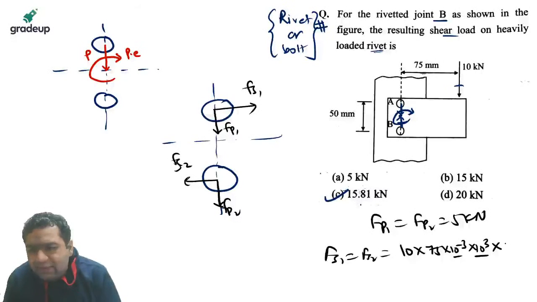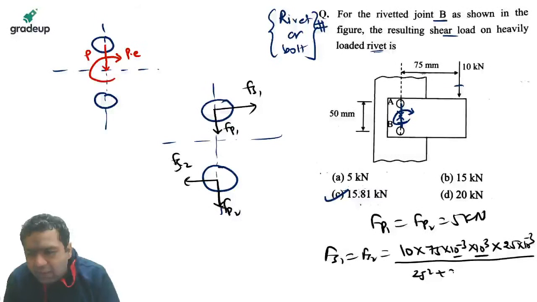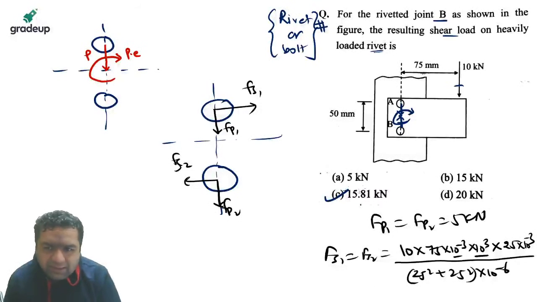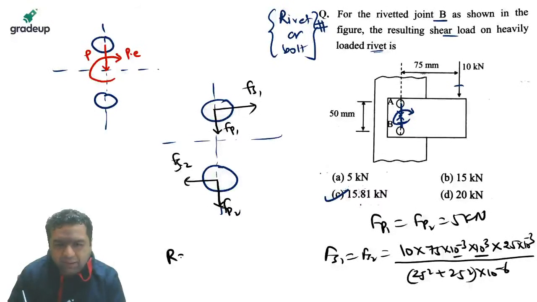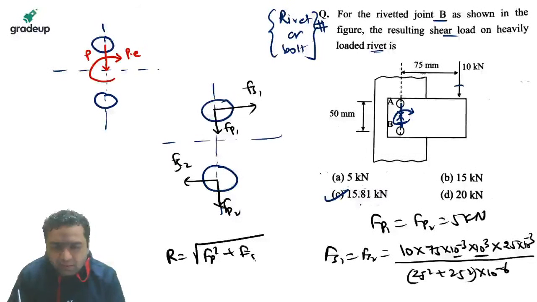Into E, distance is 75, we have already covered. Now into R1 or R2, it is going to be 25 into 10 power minus 3 divided by R1 square plus R2 square into 10 power minus 6. You can find out the secondary force and the resultant will be under root of F primary square plus F secondary square, 15.81 kilonewton.